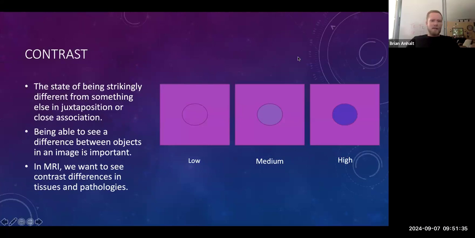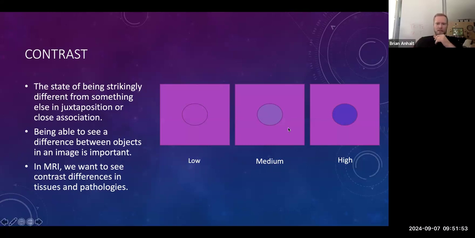All right, contrast. What does that word mean? This is the definition of contrast: the state of being strikingly different from something else in juxtaposition or close association. Being able to see the difference between objects is important in MRI, right?